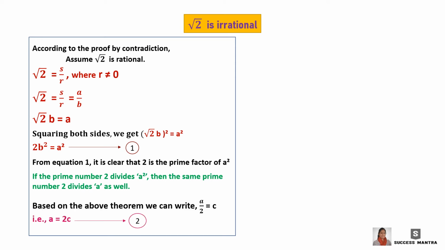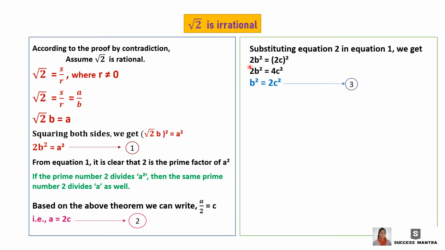So we can write a by 2 is equal to a constant c. On cross multiplying we get a is equal to 2c. This is nothing but a square. Since 2 divides a, a by 2 is also possible, and we assume it to be a constant and cross multiply it. So here we got equation 1 and equation 2. Now substitute equation 2 in equation 1.